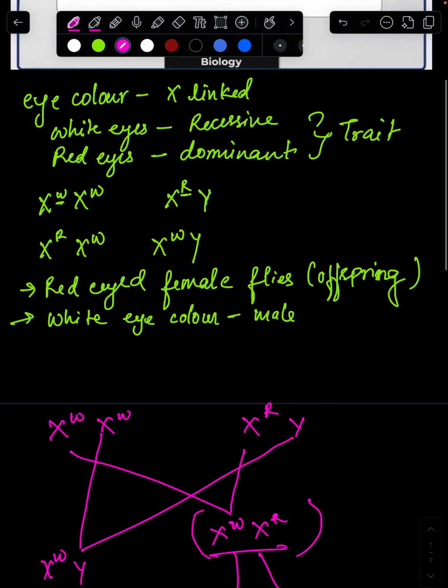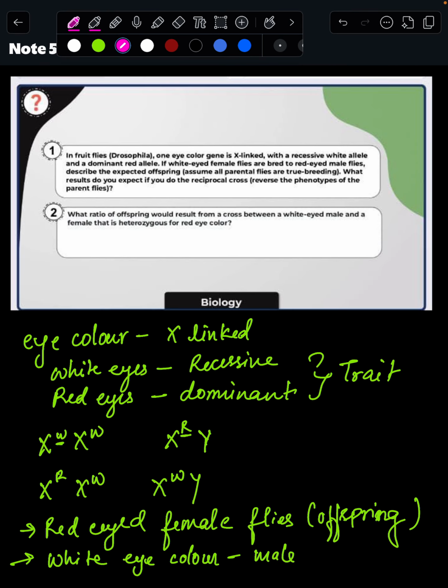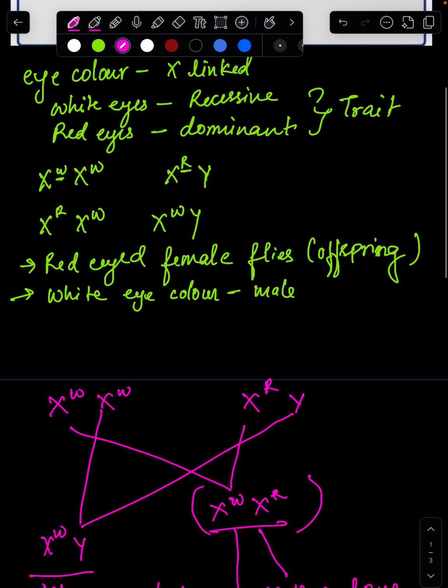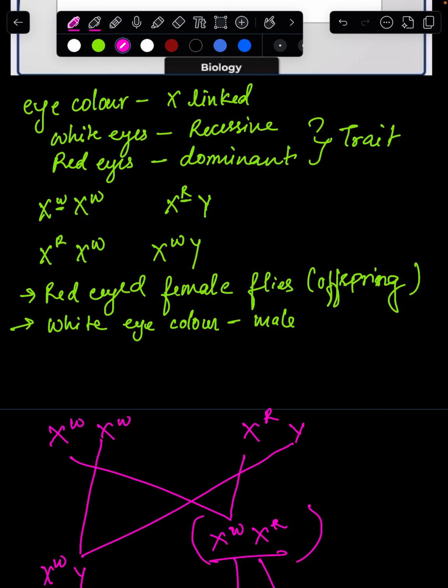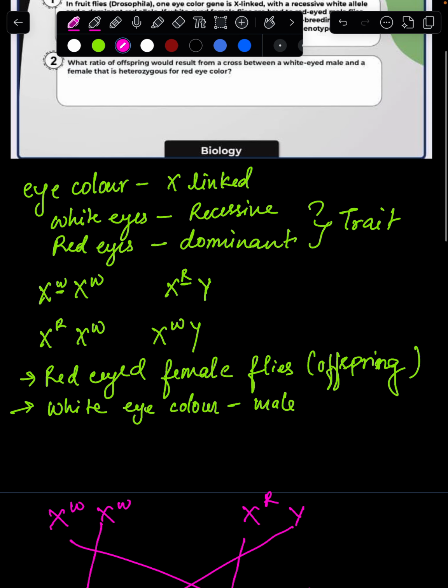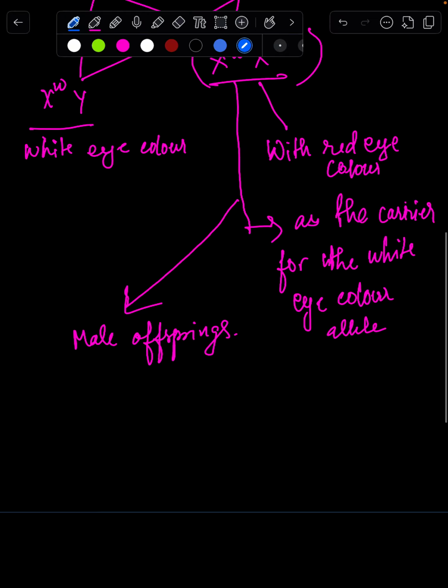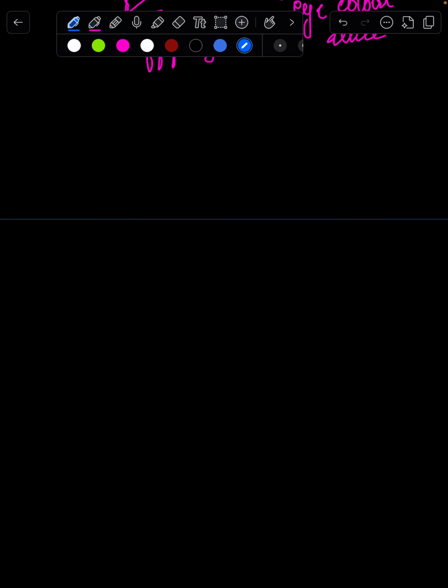Okay, now we look into the second part of the question, where it is asking, what if this cross has been reciprocated? That is, if the traits are reversed now. So we saw what happens when there is a white-eyed female and a red-eyed male. Now we are going to see what will happen if we have a red-eyed female and a white-eyed male. Okay, so how will the gametes look?